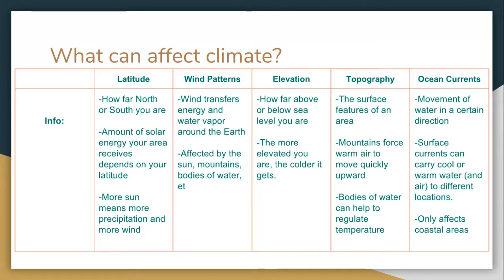And then ocean currents, that's the movement of water in a certain direction in the ocean. Surface currents can carry cool or warm water. And along with that, when they're moving that water on the surface, it moves the air around to different locations. This really only affects coastal areas. So if you're near an ocean, it'll probably affect you. But if you're in the middle of nowhere, like Indiana, it's probably not going to matter that much.